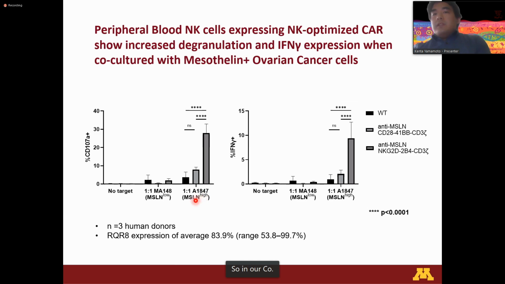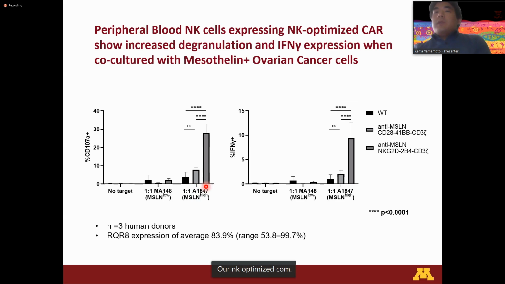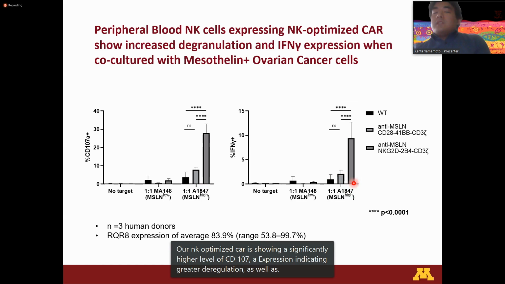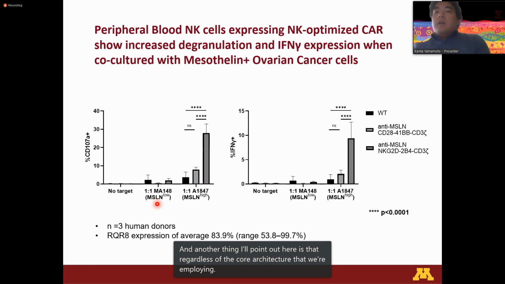So in our co-cultures with the mesothelin high expressors, we see that compared to the conventional T cell CAR, our NK optimized CAR is showing a significantly higher level of CD107A expression, indicating greater degranulation, as well as greater levels of pro-inflammatory cytokine production. And another thing I'll point out here is that regardless of the CAR architecture that we're employing, our CAR NK cells showed minimal reactivity towards mesothelin low expressors, indicating that our CARs are operating in a highly antigen-specific manner.